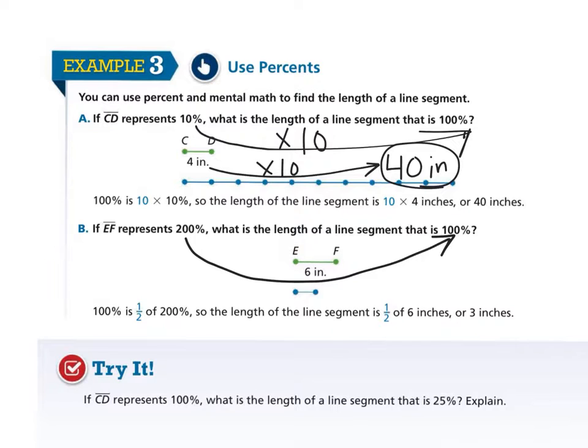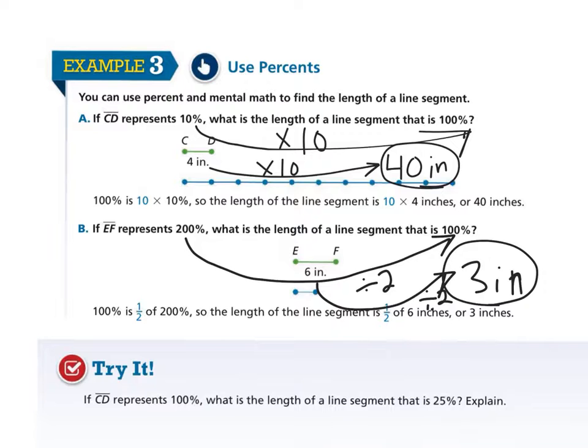So 200 to 100, we would divide by 2. Right now we're starting with 6 inches. If we divide that by 2, that would give us 3 inches. The book mentions basically multiplying by half, and that would work as well.